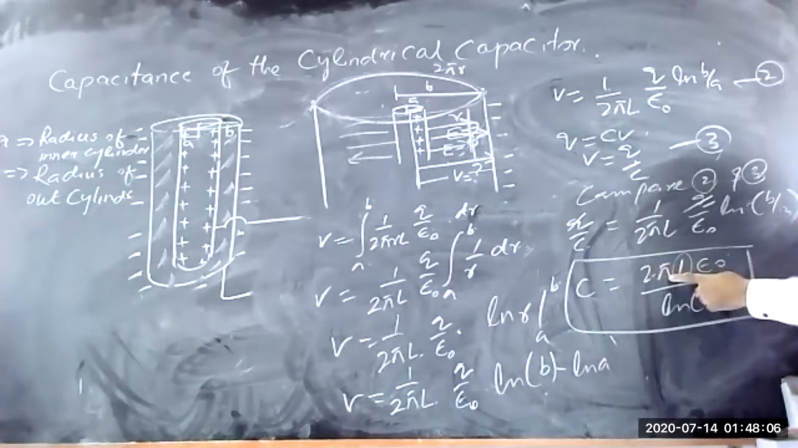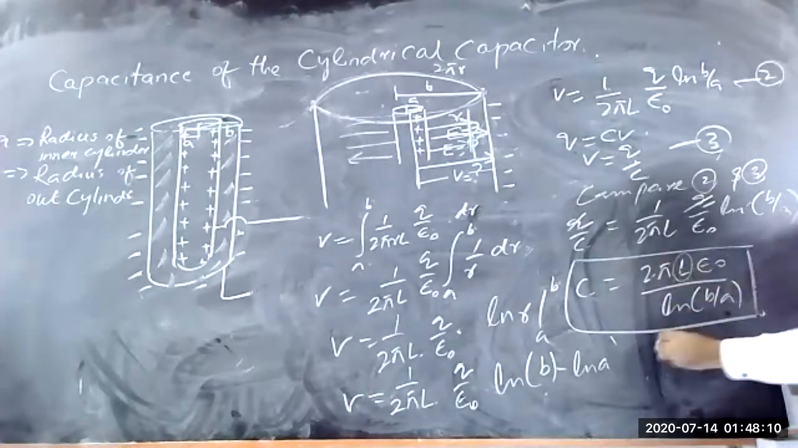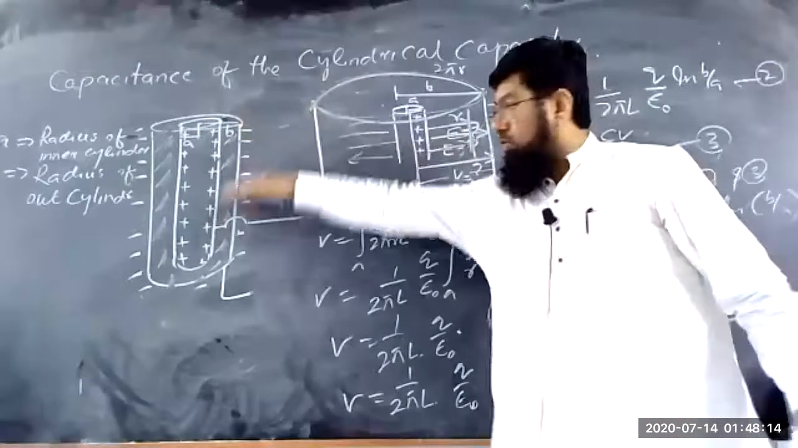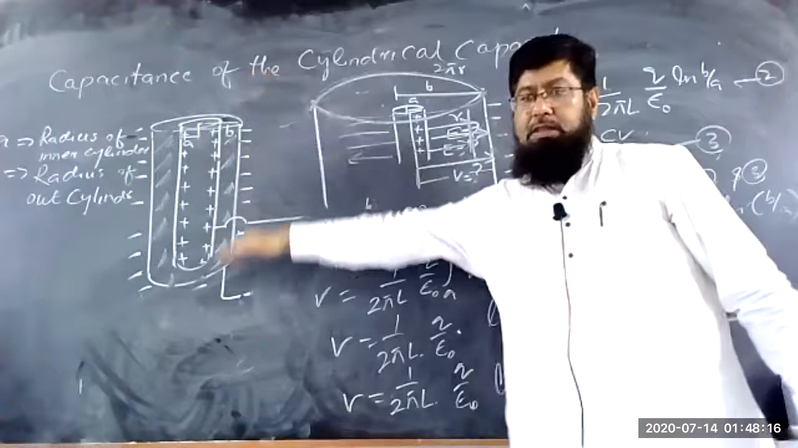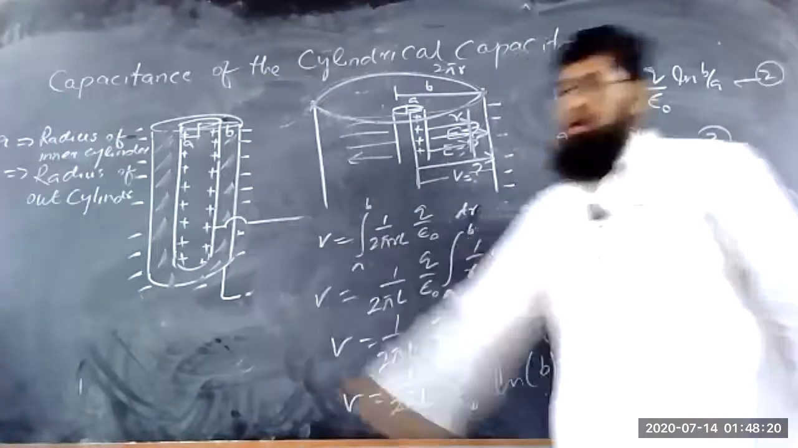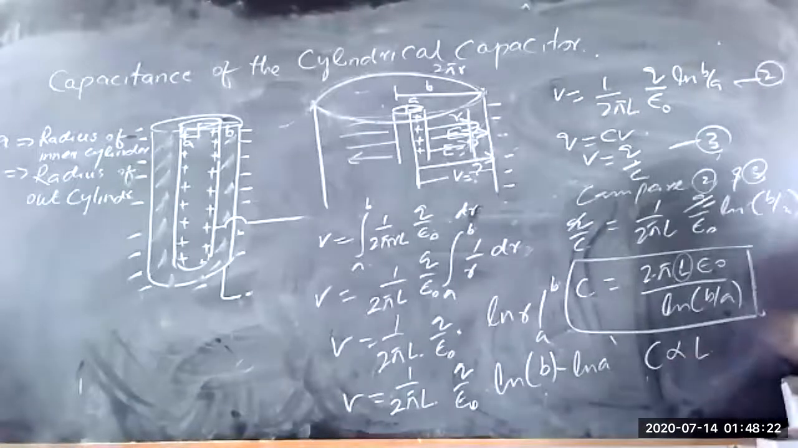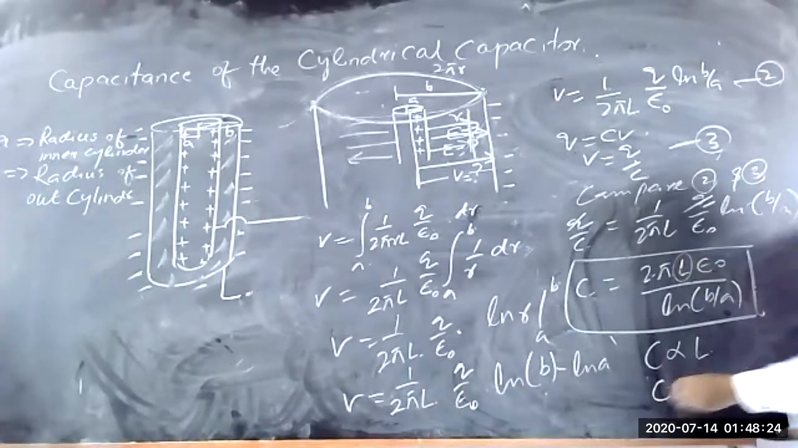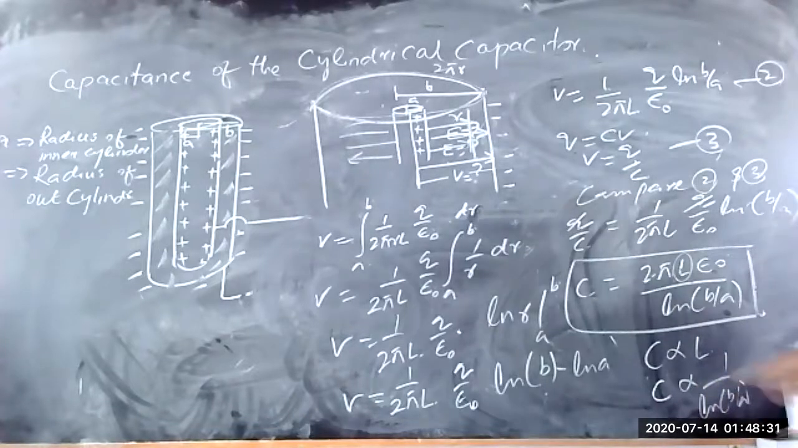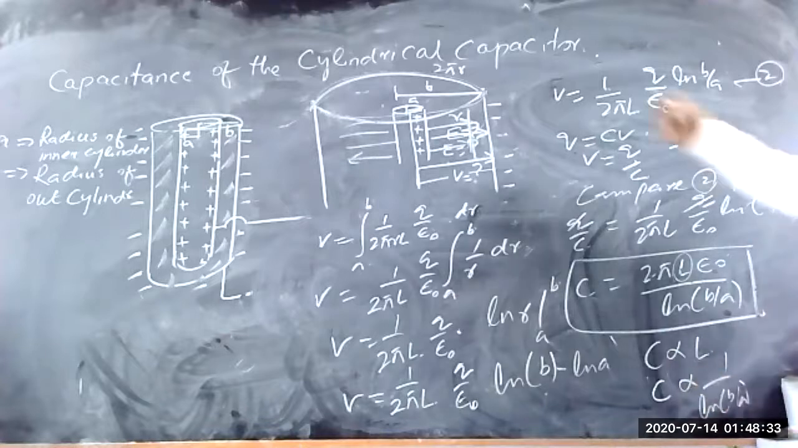This 2 pi is constant, epsilon naught is constant. The capacitance is directly proportional to the length. जितनी इसकी length ज़्यादा होगी, L is the length, उतनी capacitance ज़्यादा होगी. दूसरी चीज, C is directly proportional to L, and C is inversely proportional to the log of B upon A. Means the C depends upon the log of B upon A.